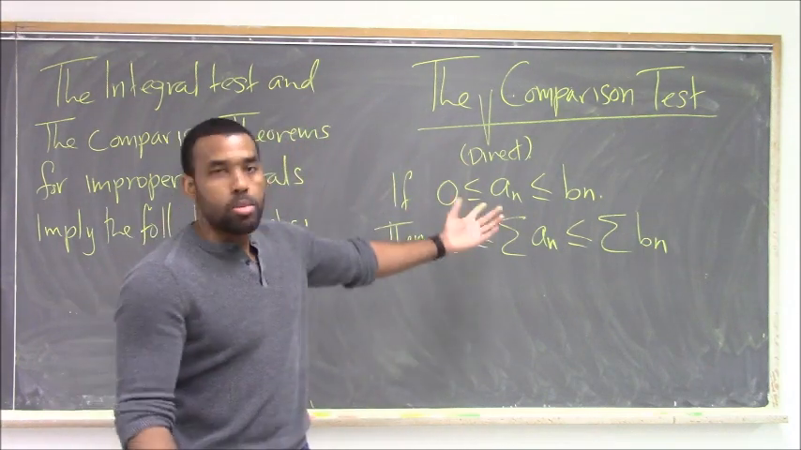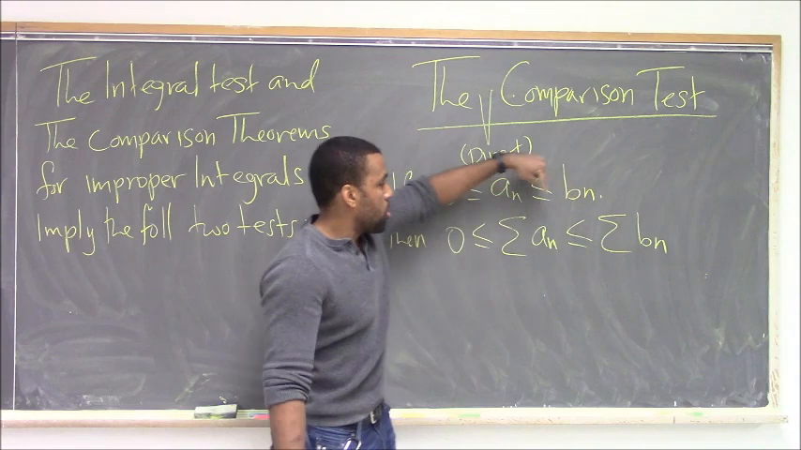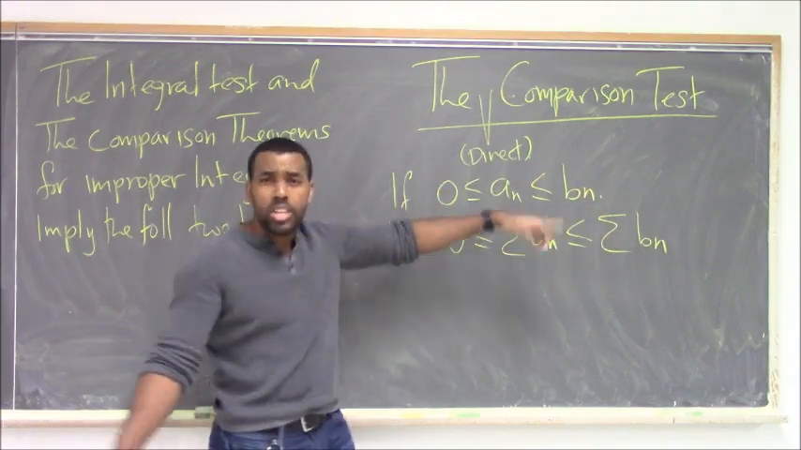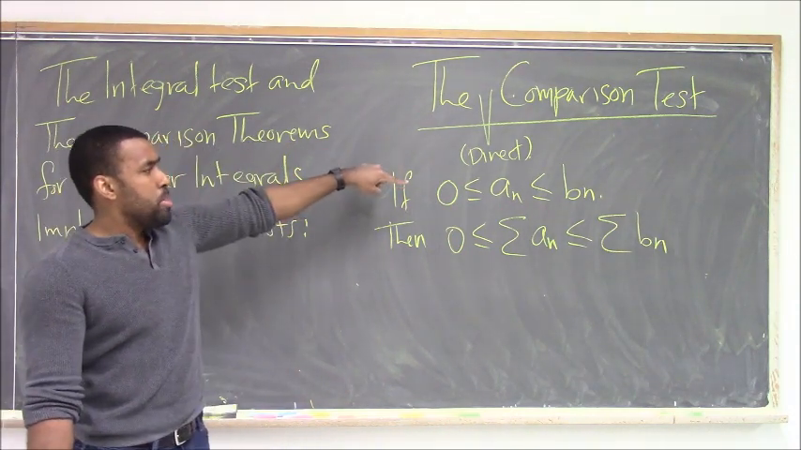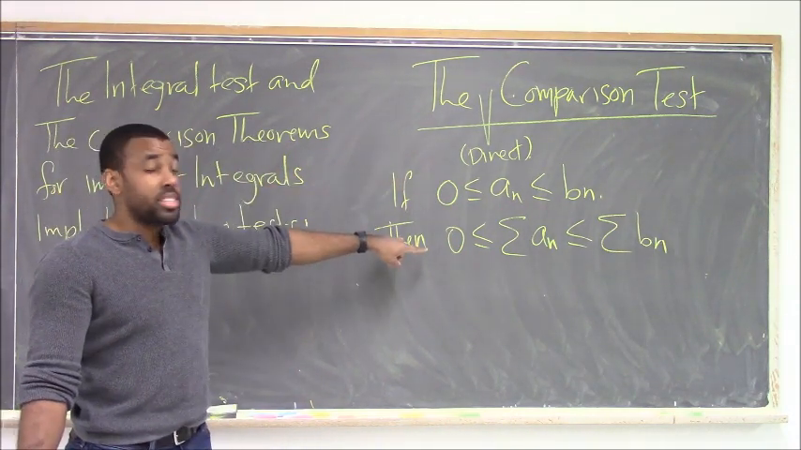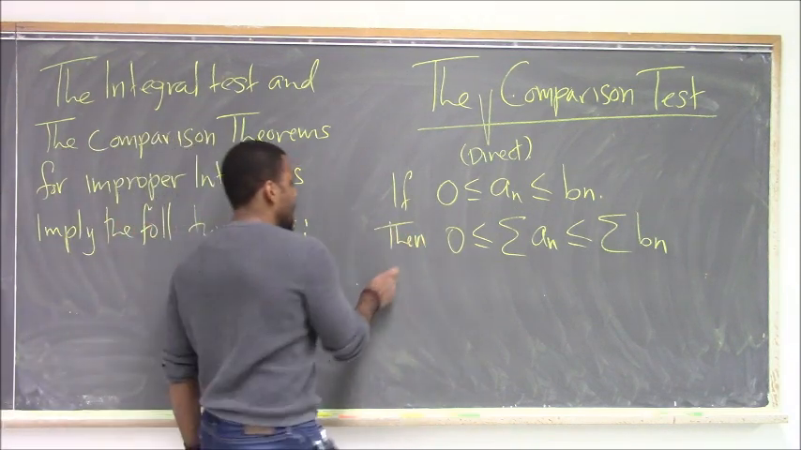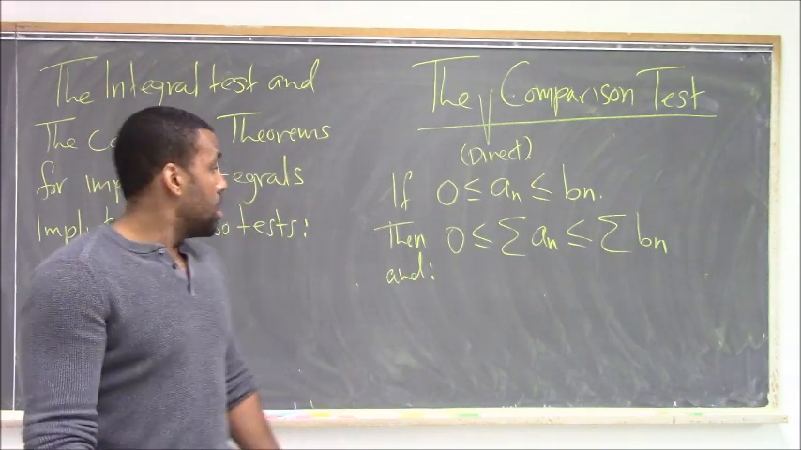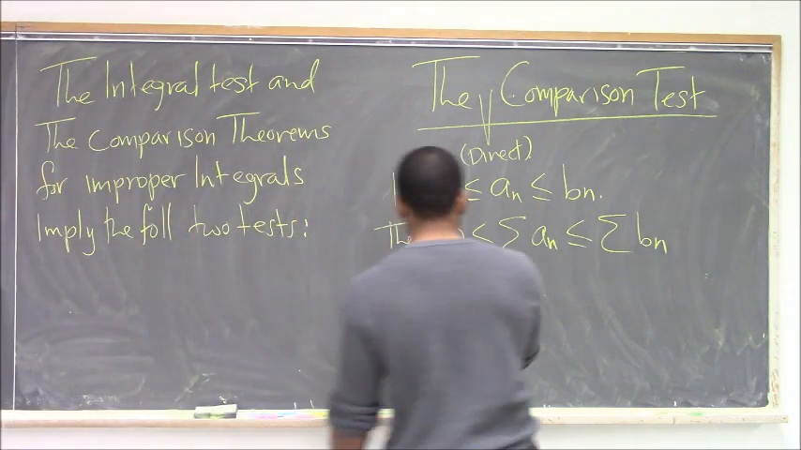Because here we're adding up things, right? So here we're adding up numbers that are, each of them, bigger than this number, so the sum over here should be bigger than the sum over there. That should make a lot of sense. So if you have sequences that behave in this way, the corresponding series will also maintain that inequality relationship. And we have the analogous conclusions from the direct comparison test.